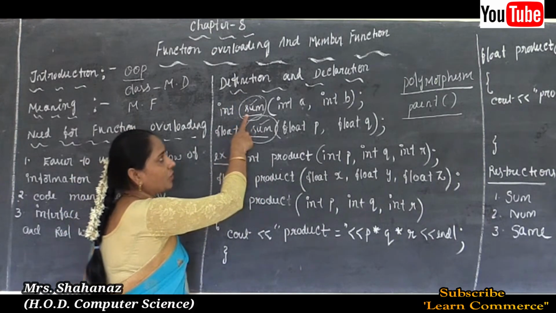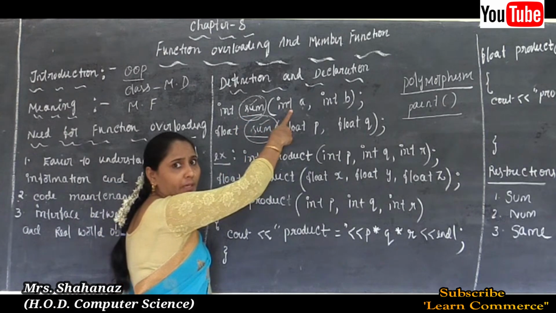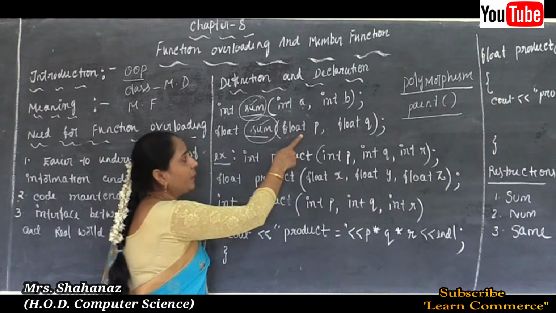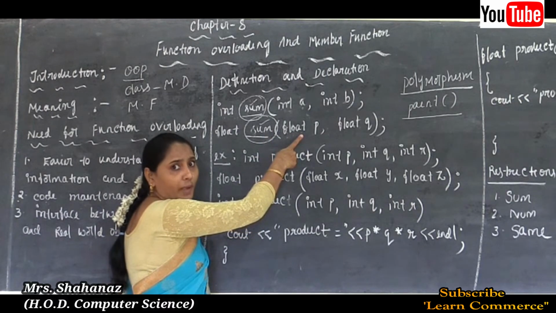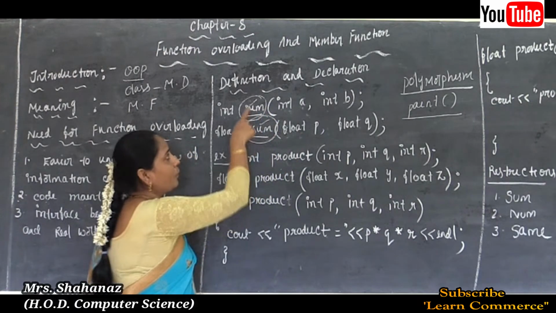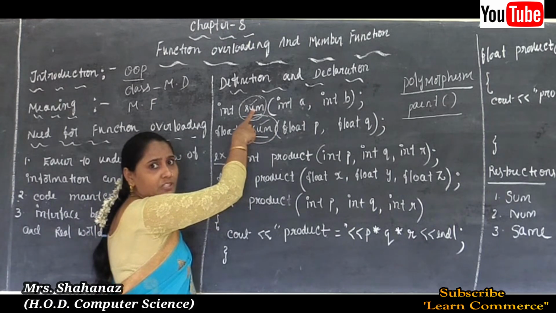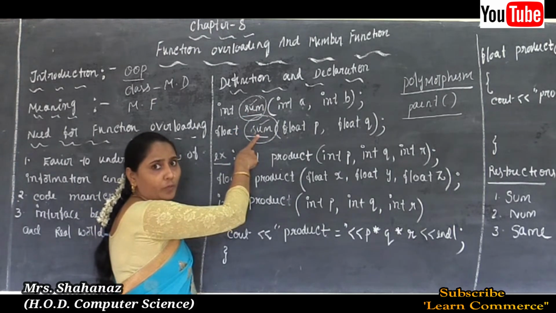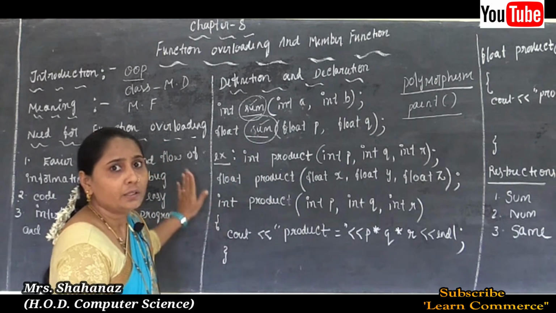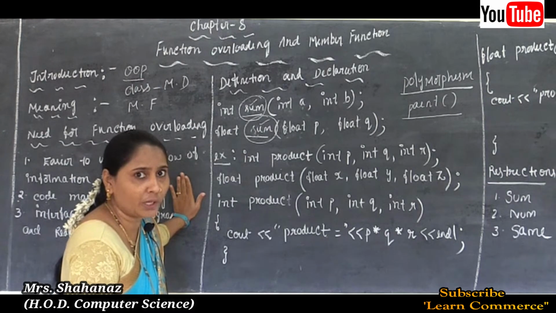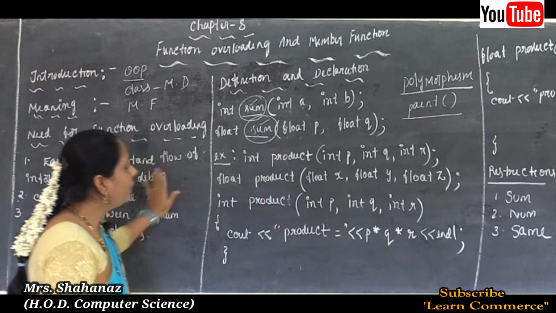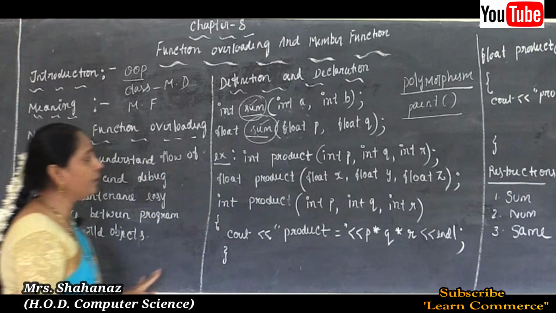Maybe this function's argument type is a whole number, but when you perform the sum operation you can also use floating values, that means fractional points. It is the sum operation only, but here by using 10 plus 10, and here by using 10.5. So by comparing the argument types, the compiler chooses the appropriate function by comparing the different types. Okay.